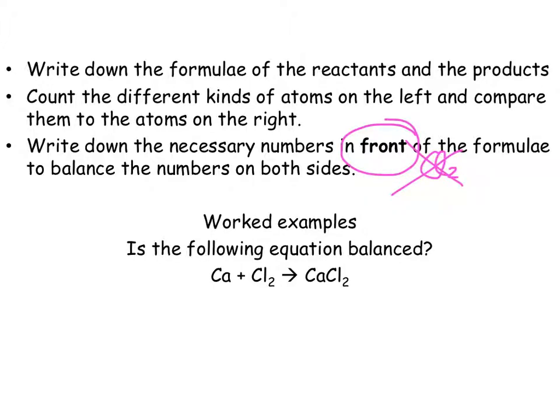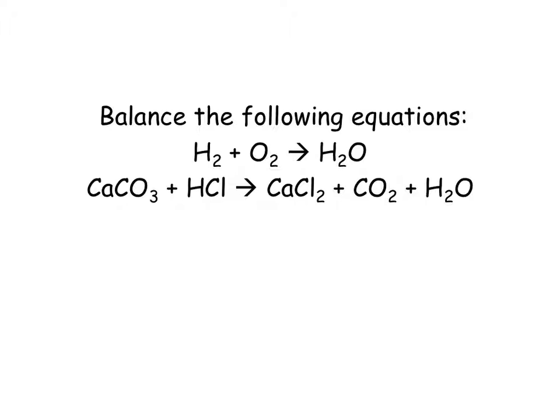On the left, I have got 1 calcium. On the right, I've got 1 calcium. On the left, I have got 2 chlorines, and on the right, I have got 2 chlorines. That is a balanced equation. What about these ones? They're a little bit more interesting than the one that worked out perfectly to start with.